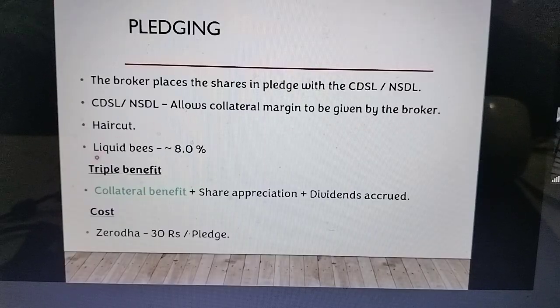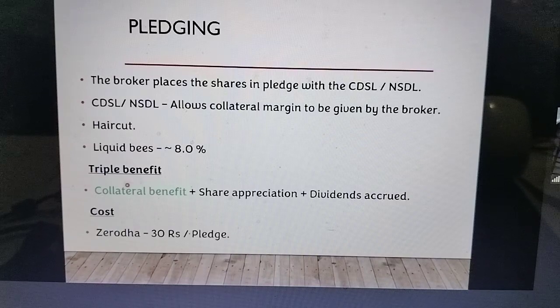So if we pledge, like in liquid base, 100 rupees worth of liquid base, we will not get 100 rupees in our account to trade. We will get only 92 rupees because of the concept called haircut. Haircut is also like a security for the broker or the NSDL or CDSL, because if a stock is very volatile, today it might be trading at 100, tomorrow it might fall to 50. So in such a case, the haircut will be more. Whereas with something like liquid base, the risk is very less, so only an 8% haircut is there.